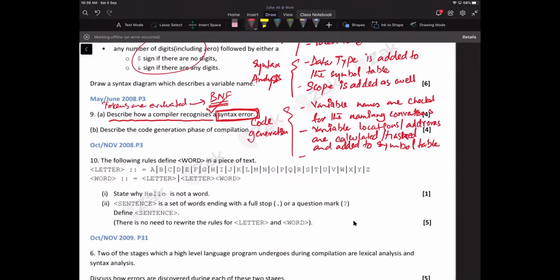In that syntax check, keywords and variables must be properly used. Every single statement, when tokenized, is checked against the BNF, and all the elements should be present there. If there are keywords and variables, they must be present in the keyword and symbol tables respectively. If they are not found, then a syntax error is generated. Describe the code generation phase of the compilation.